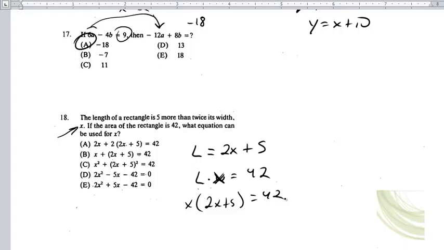All right, and then I distribute. So I get 2x squared plus 5x equals 42. And I start to look for my answer up here. 2x squared, well, actually it's this one. Because if I subtract 42, I get this. And that's that answer. Okay? Not too bad.